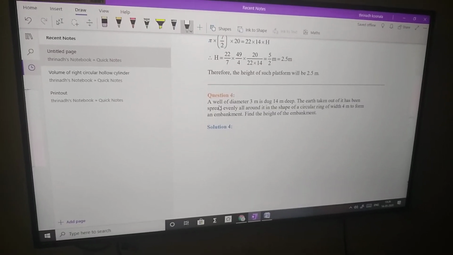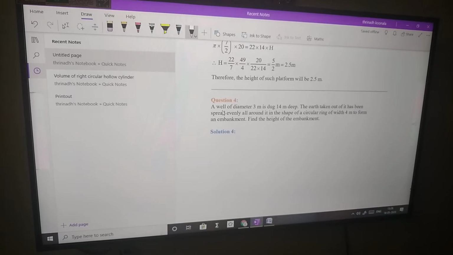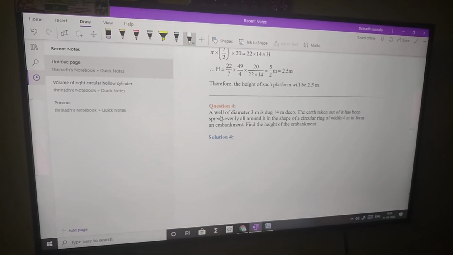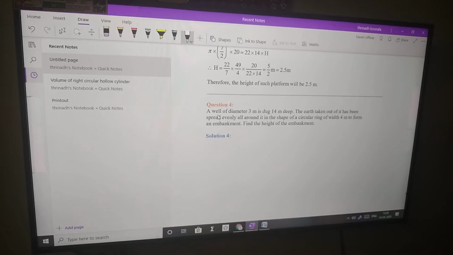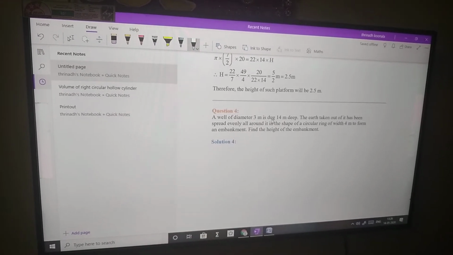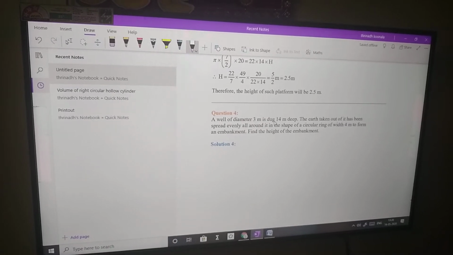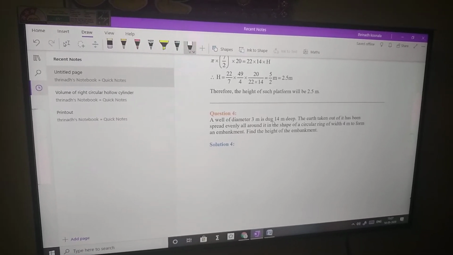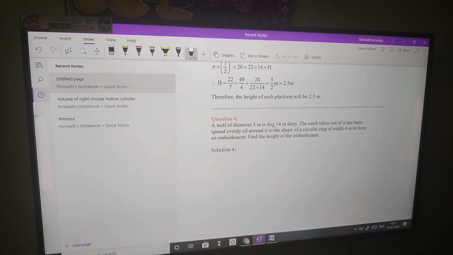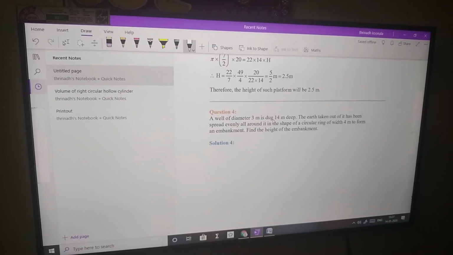Surface areas and volumes, 13.3. Question number 4. Very easy question. A well of diameter 3 meters. So diameter of the well is given 3 meters. It is not radius, diameter. And height of the well is given 14 meters.